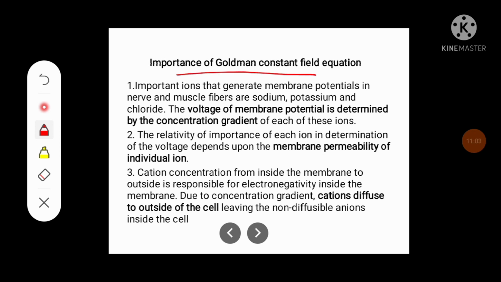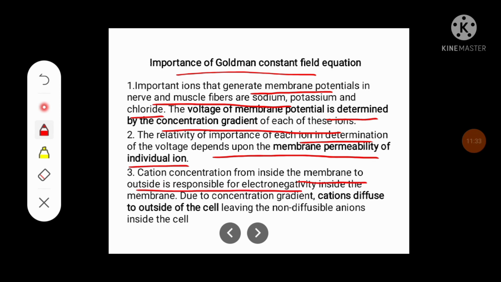Importance of the Goldman constant field equation. The important ions that generate the membrane potential in nerve and muscle fibers are sodium, potassium, and chloride. The voltage of the membrane potential is determined by the concentration gradient of each of these ions. The relative importance of each ion in determining the voltage depends on the membrane permeability of the individual ion. The cation concentration gradient from inside the membrane to outside is responsible for electronegativity inside the membrane. Due to the concentration gradient, cations diffuse to the outside of the cell, leaving the non-diffusible ions inside the cell.